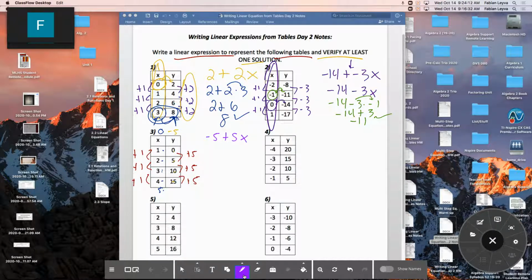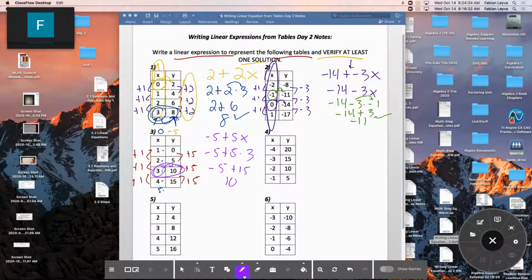Now remember that how many times you add it depends on the x, right? So that's why I added my x. And now I'm going to check it. I'm going to input a 3 to see if I get a 10 out. Negative 5 plus a positive 5 times a positive 3. Let's do the math. 5 times 3 is positive 15. Negative 5 plus 15 is a positive 10. So I can see that it checks out.